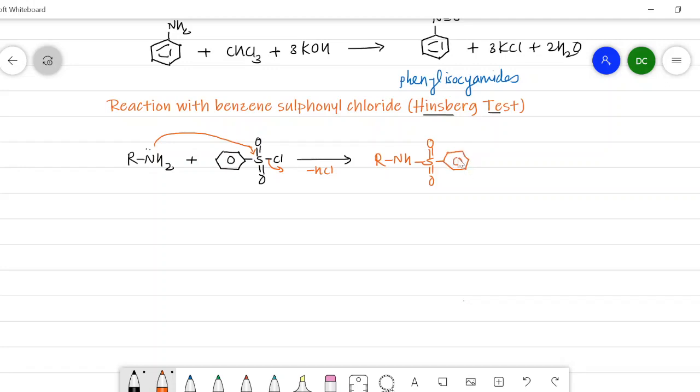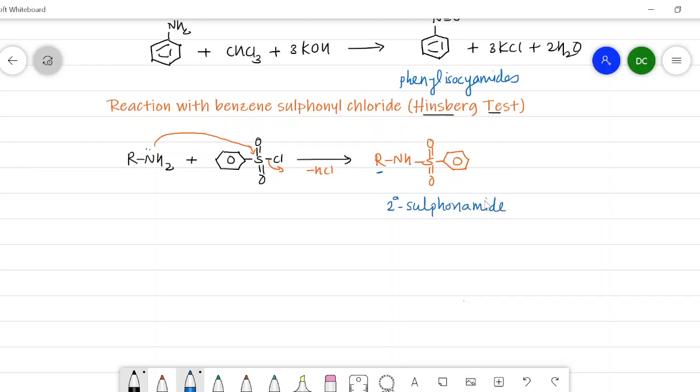and here a presence of aromatic ring. It is like an acylation reaction, but here there is a presence of sulfonyl group, so we get a sulfonamide as a product. And if you look carefully, here the nitrogen is attached with the alkyl group. So one of the hydrogens of the sulfonamide is replaced by an alkyl group. So here we can write a secondary sulfonamide as a product.